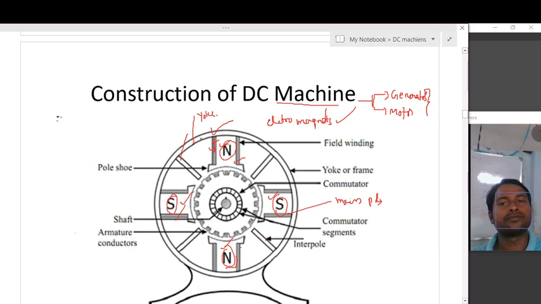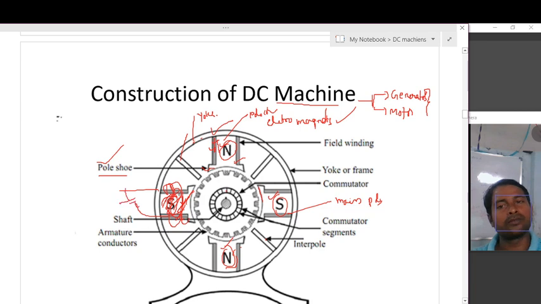This is called the yoke. And this curved shape is called the pole shoe. So this is the pole shoe. And this iron part is nothing but the pole core. This pole core acts as a magnet if you place the winding like this and give the supply to the pole.